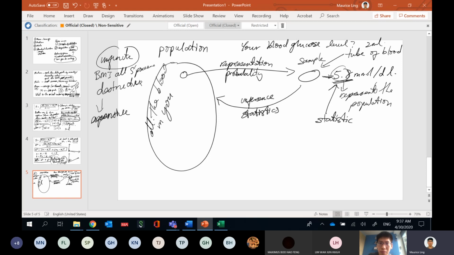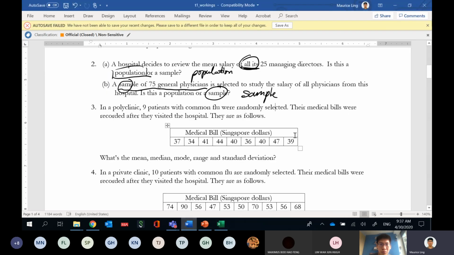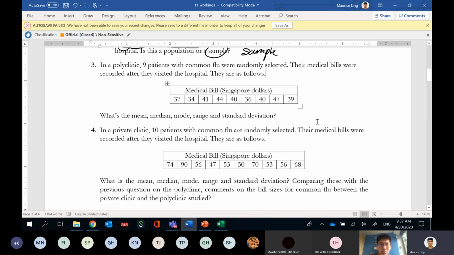Okay, the root word for statistic can be defined as status. The word statistics may be coming from the word status. Okay, so then we can go to your question 3. So what is the mean, median, mode, range, and standard deviation? Okay, how do you do this?